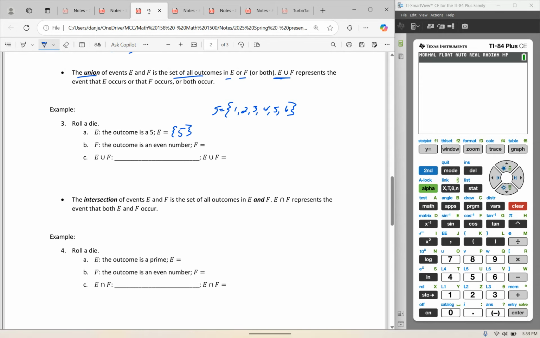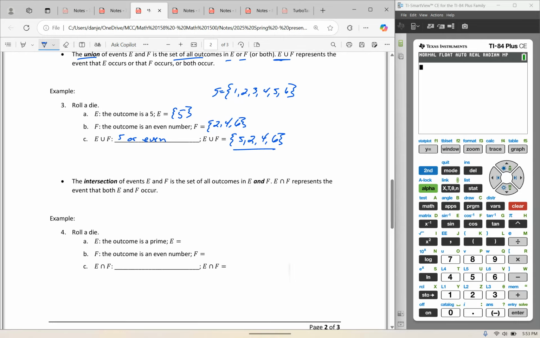F, the outcome is an even number, so F would be 2, 4, or 6. E union F would be the number is a 5 or an even number. So the union would be 5, 2, 4, 6. And I suppose I could have listed those in order, 2, 4, 5, 6. It doesn't really matter the order in which I list them. The union would be all of the elements that are either in E or in F.